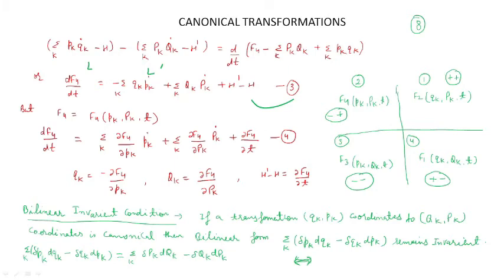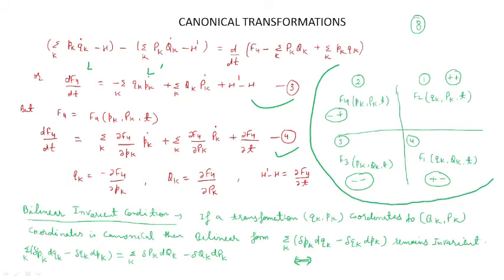Now as F4 is a function of small pk, capital Pk and t, we can write dF4 over dt as sigma k del F4 over del pk into pk dot plus sigma k del F4 over del Pk into Pk dot plus del F4 over del t. Let us say it is equation number 4. Now if we compare equation number 3 and equation number 4, then we can write qk is equal to minus del F4 over del pk, and Qk is equal to del F4 over del Pk. H dash minus H is equal to del F4 over del t.